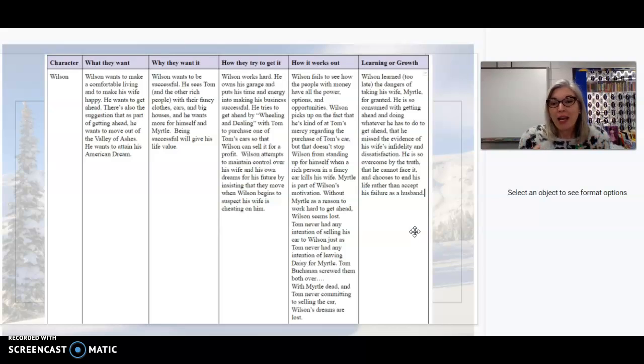And so my thought is that Wilson is so overcome by the truth that he cannot face it and chooses to end his life rather than accept his failure as a husband. So when I look at my row of information about Wilson, it kind of tells a story already. And it's from this learning or growth column where I get my sense of theme, that idea that he took her for granted and it cost him. It cost him dearly. It cost him his wife, and it cost him his life. So I'm going to start there.